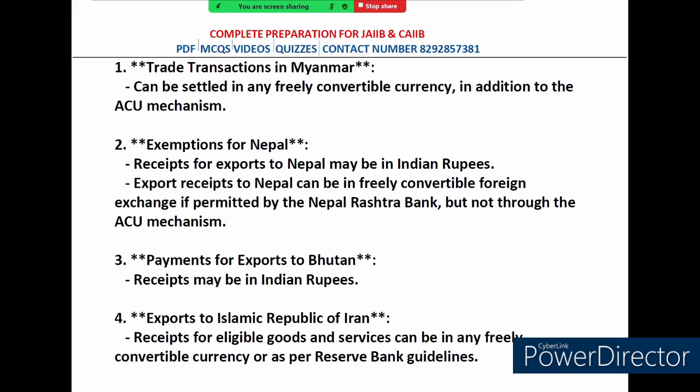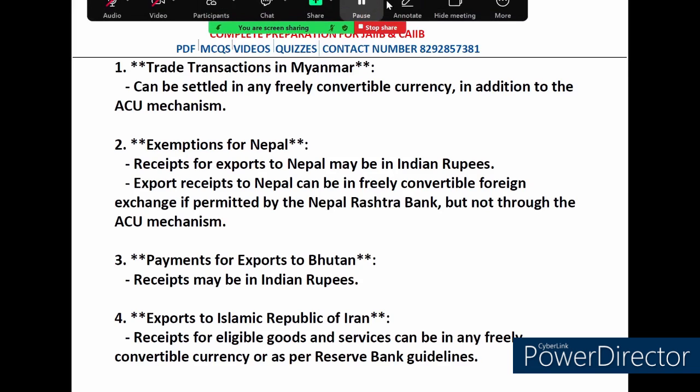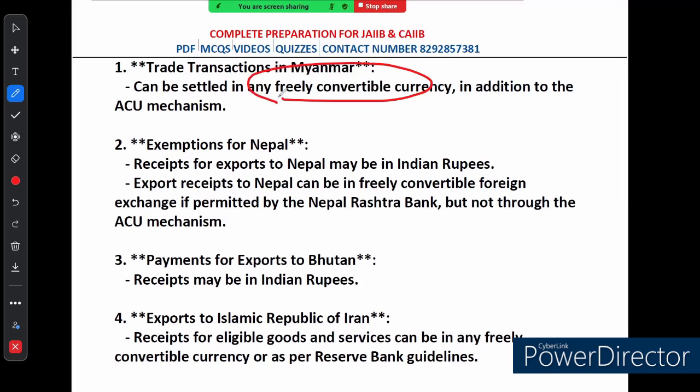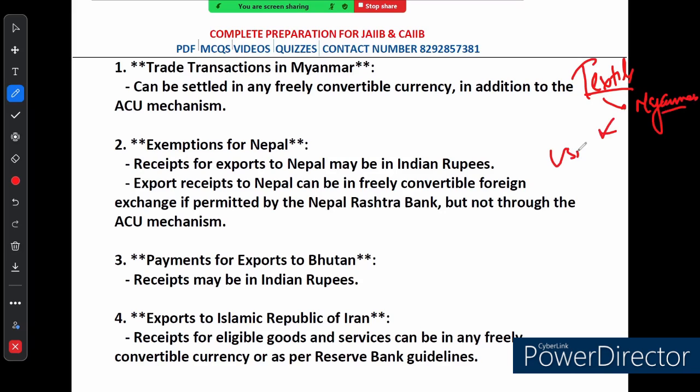So first of all, let's talk about Myanmar. When exporting goods or services to Myanmar, trade settlement can be done in any freely convertible currency. So this is the key point, any freely convertible currency. This means currencies like the USD, the Euro, the JPY. Additionally, Myanmar also uses the ACU mechanism, that is the Asian Clearing Union mechanism, for trade settlement. Let me give you an example. Suppose you are exporting textile to Myanmar. You can get paid in USD or settle through the ACU mechanism, whichever suits your trade term.